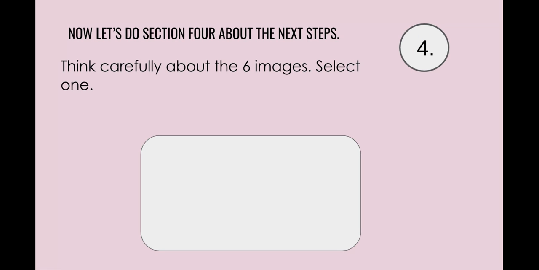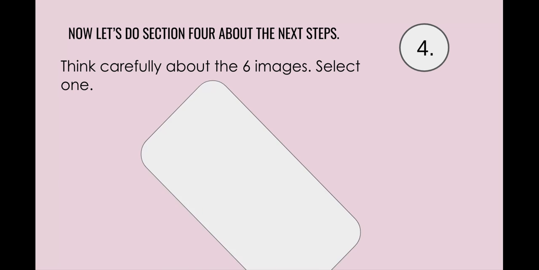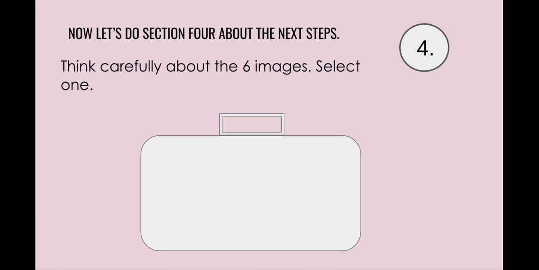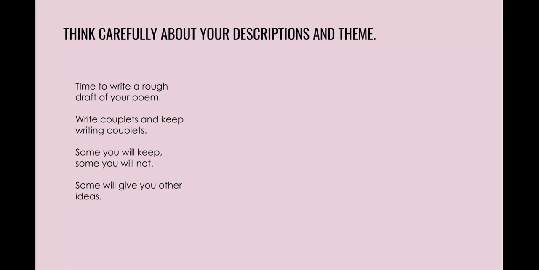Now let's do section 4 about next steps. For this part, you're going to look back on section 1 and think about which shape you want to build for your shape poem and just design it now on some paper. Remember, this is just a rough draft. It's an idea. Now set it aside. We're not ready for final copies yet.